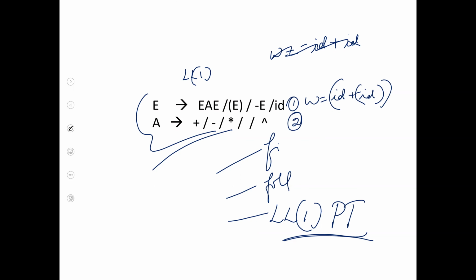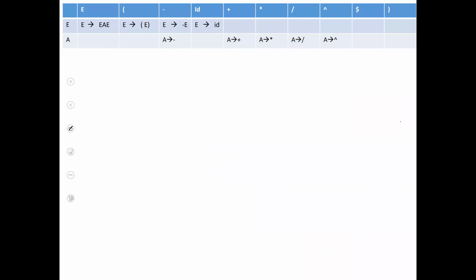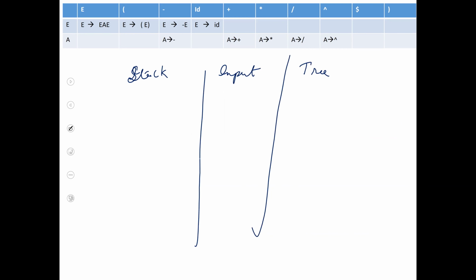The second which you have to do is check whether ID plus ID is valid. You have to do these two. This you can do by yourself. This I will help you with how to do. W is equal to ID plus epsilon ID. We do have the LL1 parsing table. I will have my 3 columns: stack, input, and the tree. Let's see how to prove it.